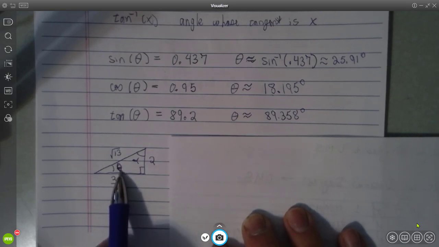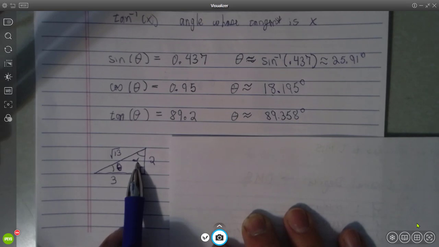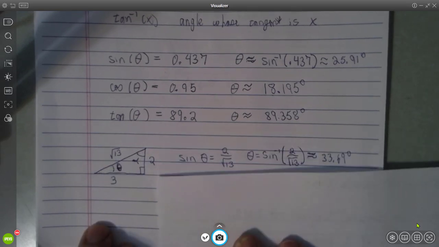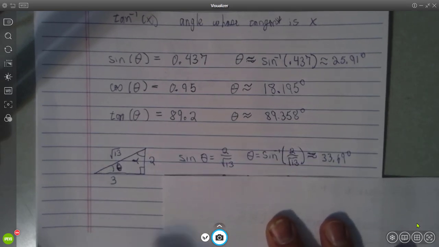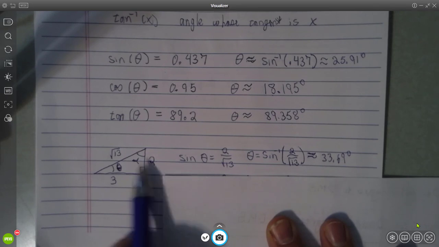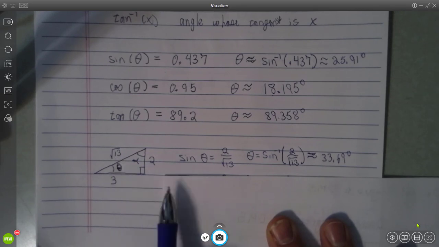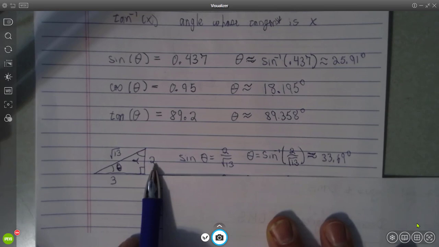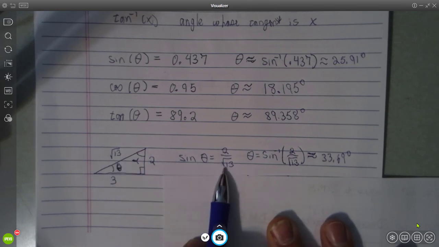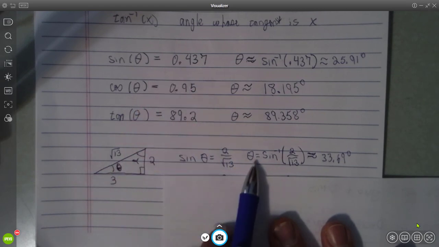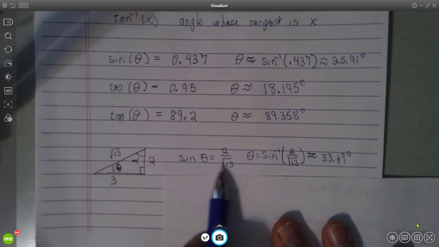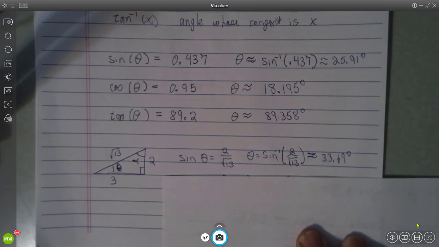Suppose I want to be able to compute these angles theta and alpha in this triangle here. Well, I could start with this observation. If I look at the angle theta, I know that its sine is the length of the opposite side divided by the length of the hypotenuse. So sine of theta is 2 divided by the square root of 13. Then I do just exactly what I did up here in the earlier examples. I take the inverse sine of the sine value on my calculator, and that turns out to be 33.69.